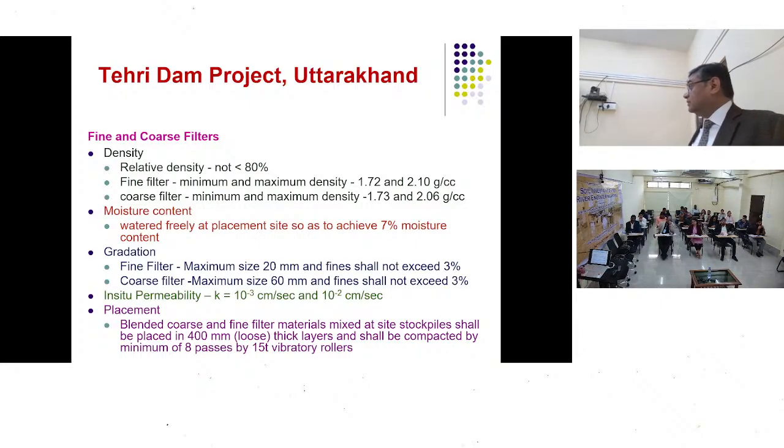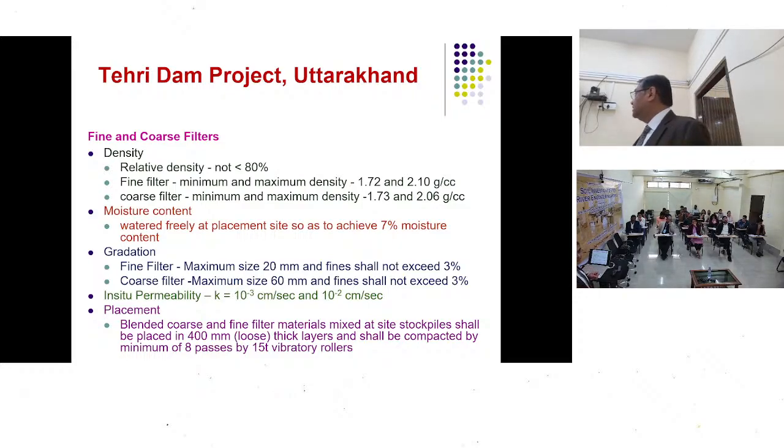Then fine filters, we said relative density not less than 80%, minimum and maximum density 1.7 to 2 gram per cc; coarse filter 1.7 to 2.06. Moisture content: watered freely at the placement site, so as to achieve 7% moisture content.